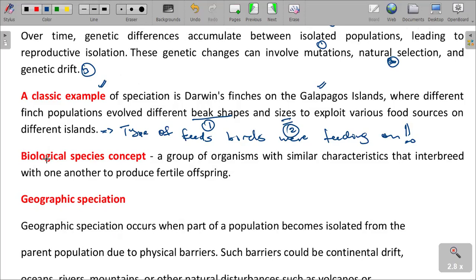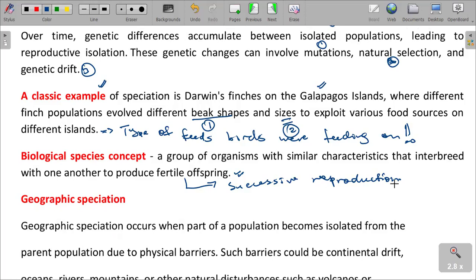So, biological species concept. What is the biological species concept? A group of organisms with similar characteristics that interbreed with one another to produce fertile offspring. So basically the biological species concept explains that groups of organisms that have similar characteristics are able to interbreed with one another and produce fertile offspring. So we are talking about successive reproduction, which has to take place.